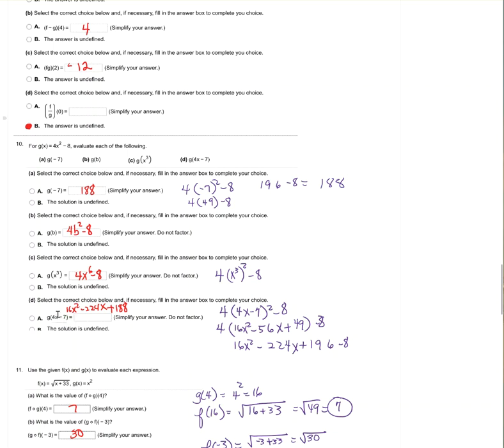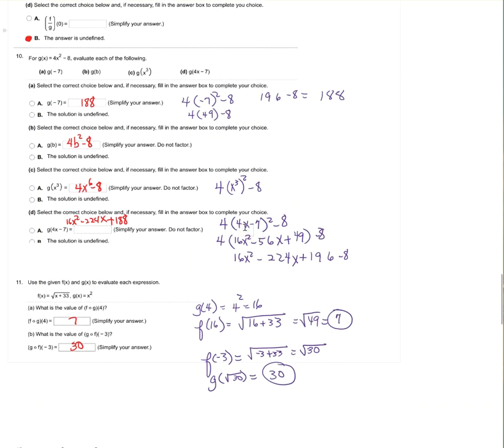Well, that means we're going to take 4x minus 7, plug it in for x. So over here I've shown that. If you multiply 4x by 7, if you square it, you get this. Then you multiply 4 by all those numbers. Then you subtract 8, and you get 16x squared minus 224x plus 188.